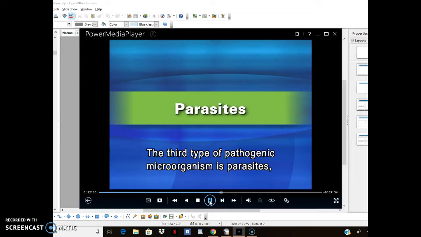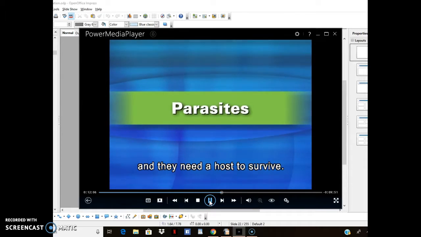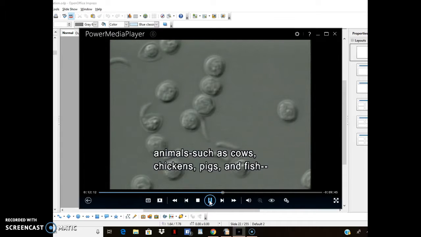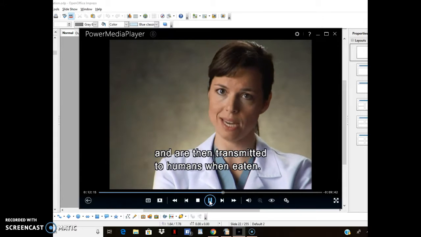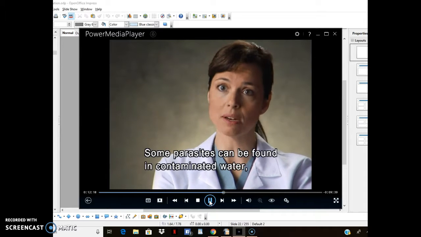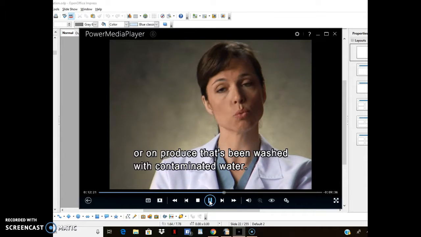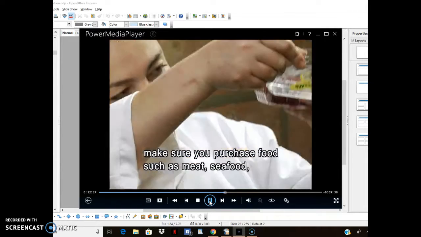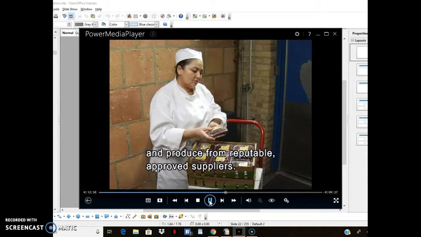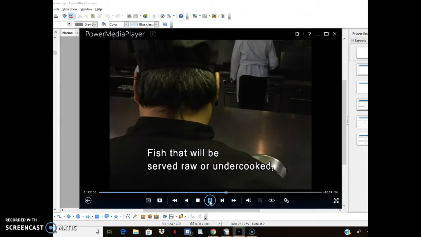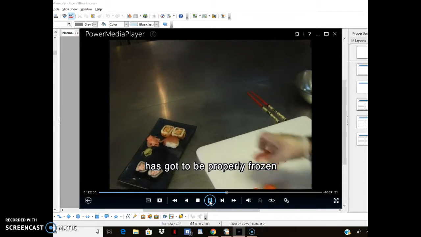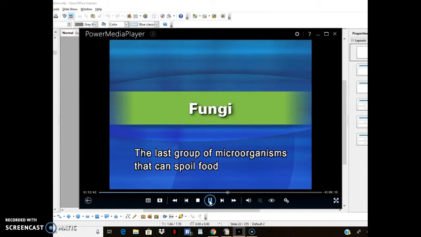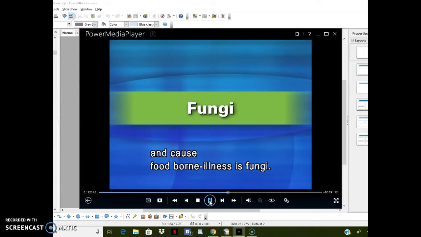The third type of pathogenic microorganism is parasites, and they need a host to survive. Parasites infect many animals, such as cows, chickens, pigs, and fish, and then are transmitted to humans when eaten. Some parasites can be found in contaminated water or on produce that's been washed with contaminated water. To prevent illness from parasites, make sure you purchase foods such as meat, seafood, and produce from reputable, approved suppliers. Fish that will be served raw or undercooked has got to be properly frozen by the supplier to eliminate any parasites.